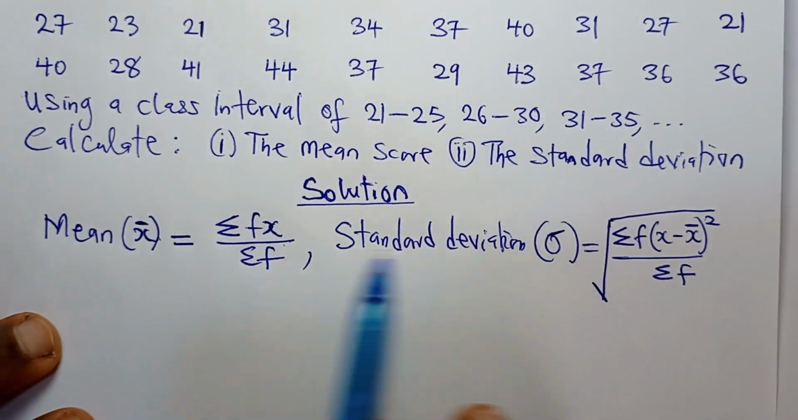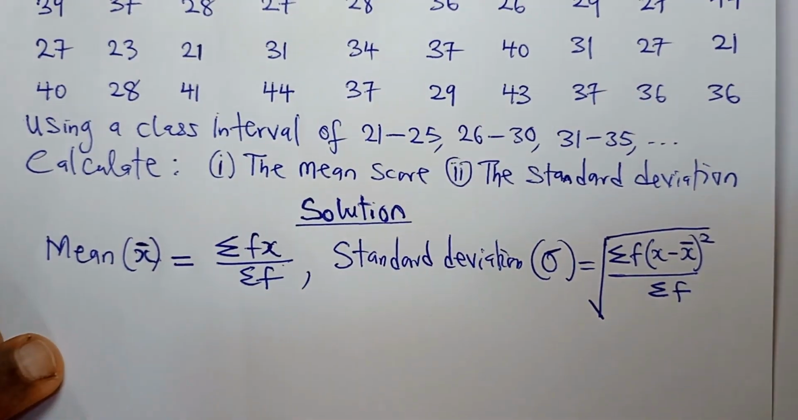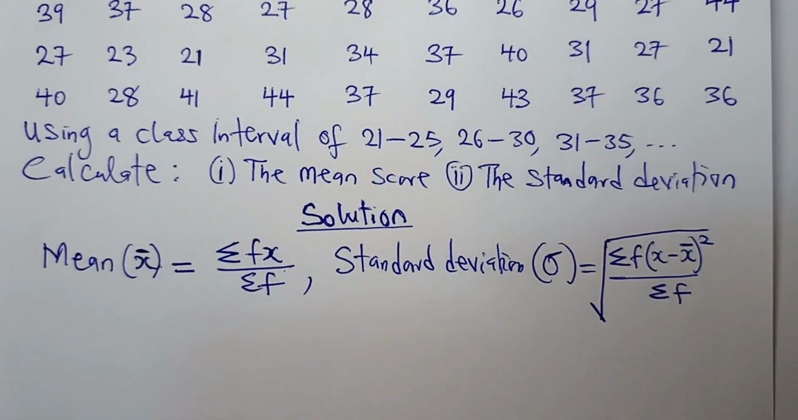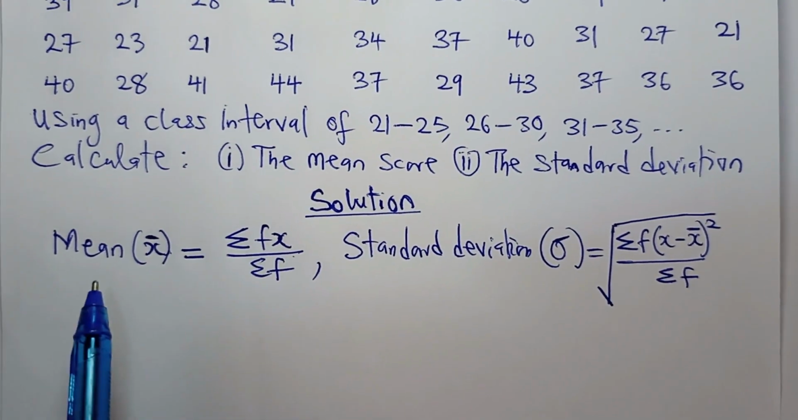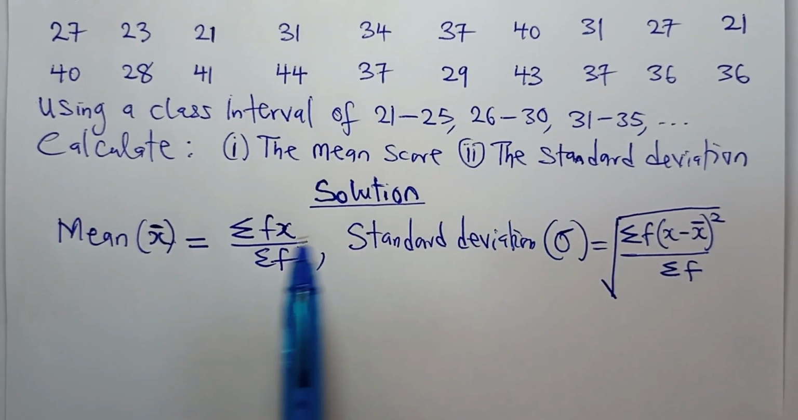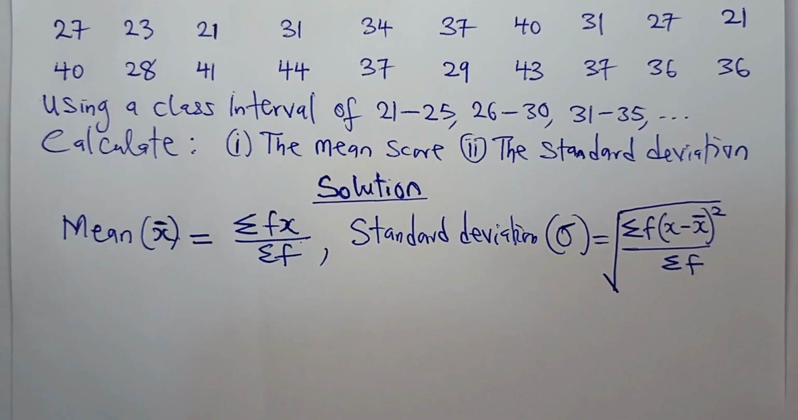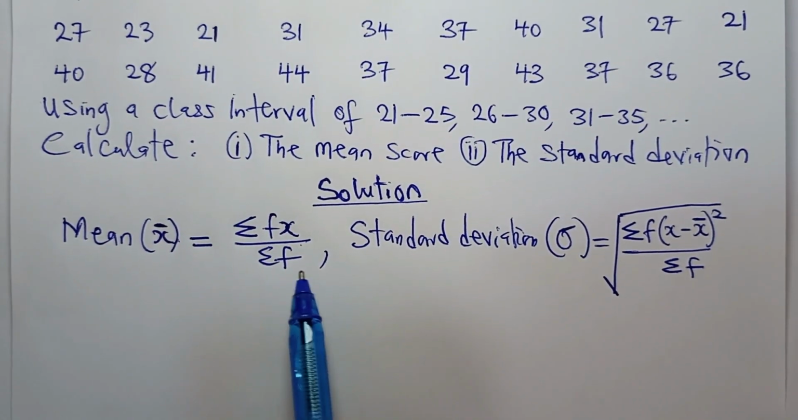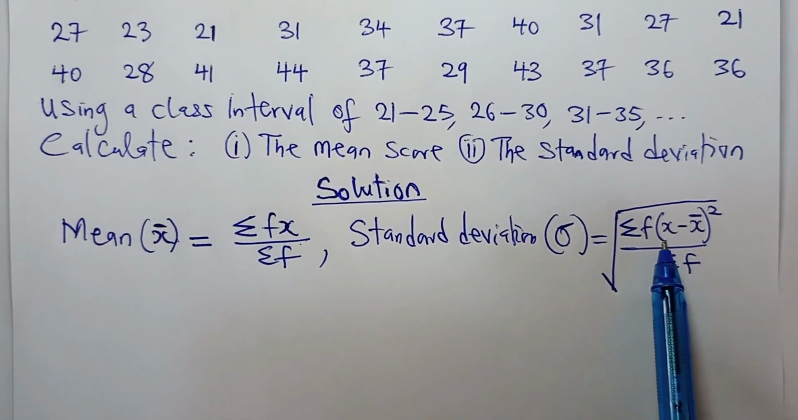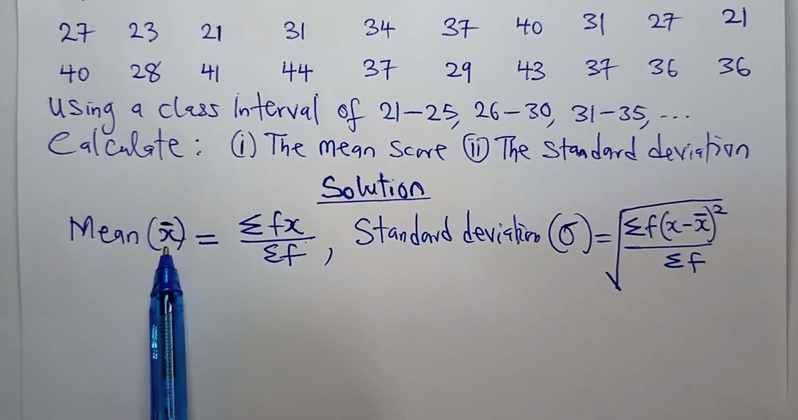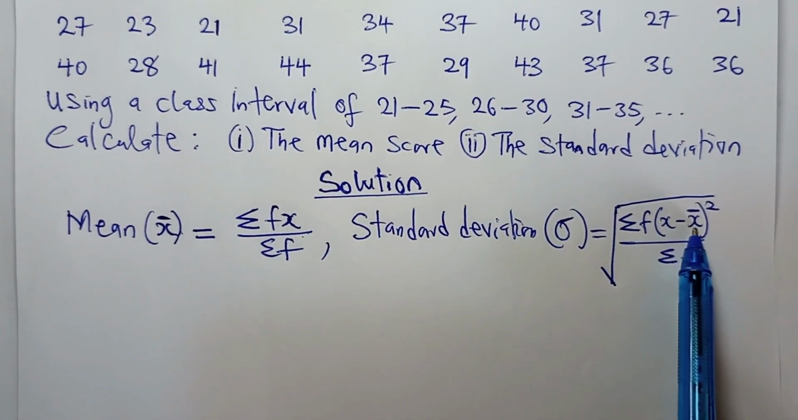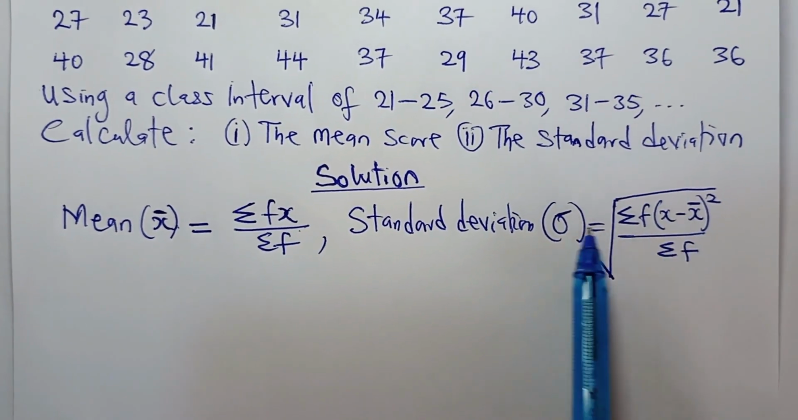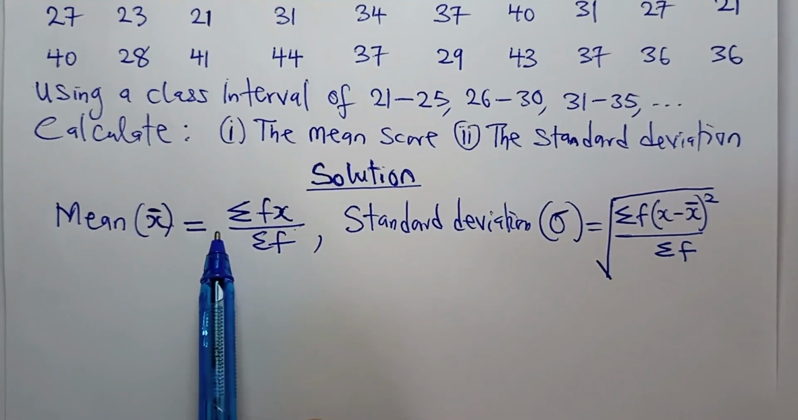So these are the two formulas we need to answer this question. Now we know the two formulas. We will now draw a table using these two formulas as a guide. And remember, inside the standard deviation is the mean. What that means is that for you to solve for standard deviation, you must solve for mean.